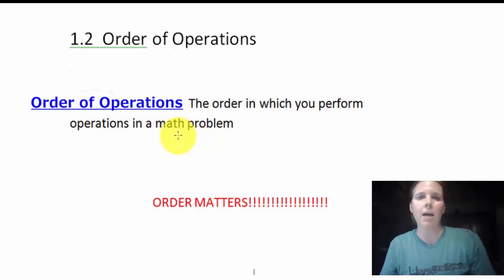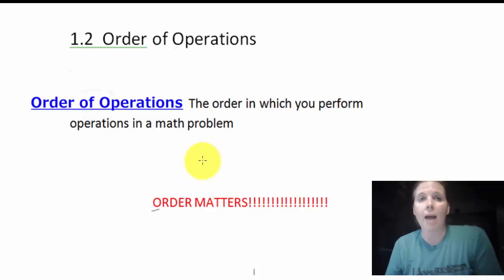So when you do a math problem, it matters the order in which you do it. Okay, that order is very important, and so mathematicians got together and they decided that this order is the order in which you will get things correct when you do a problem. So order matters is the point to this. Okay, so when we start this lesson, let's go to our next page.